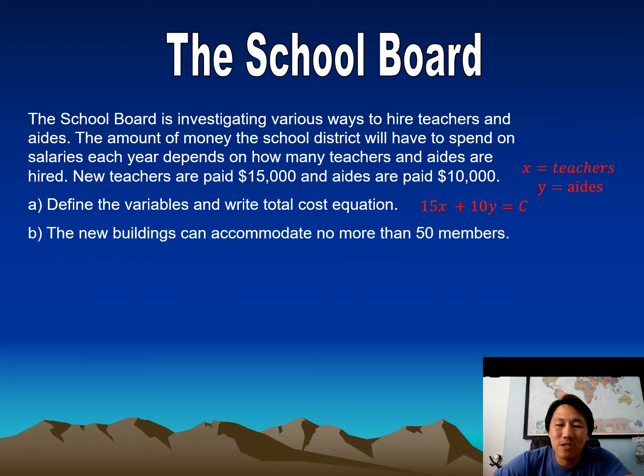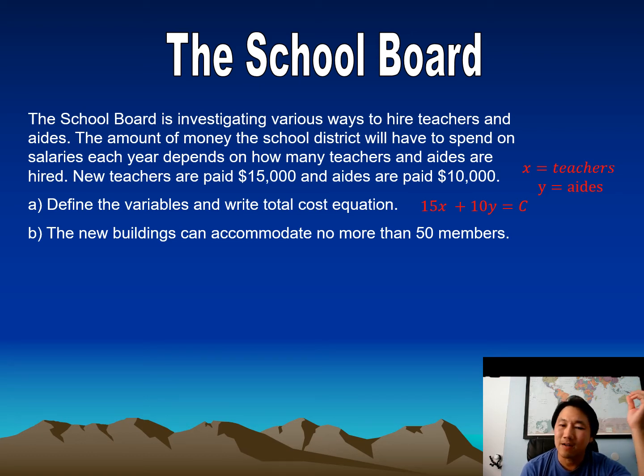And now I'm going to give you some restrictions, because you can't just hire, you have to have some sort of restriction when you're hiring. So I guess the new building can accommodate no more than 50 members. So how do we write that as an inequality? The new building can accommodate no more than 50 members. So no more than 50 members.